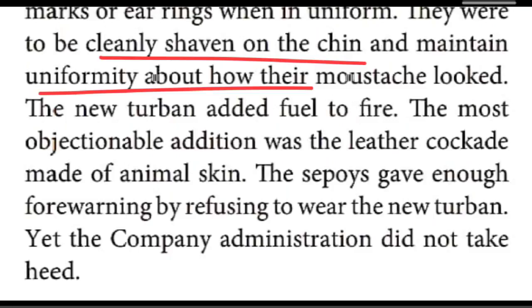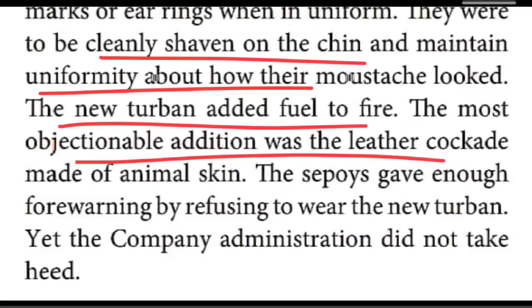Moreover, the new turban, which they used to keep on their head, added fuel to the fire. The most objectionable addition was the leather cockade. In the turban, they used to keep the leather cockade. It was made of animal skin. So this was the main reason for the Vellore revolt.